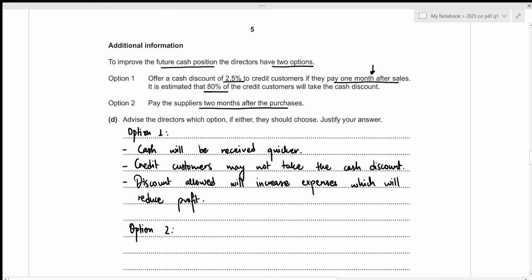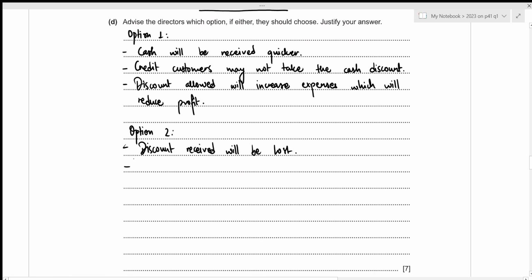In option 2, we are now considering paying the suppliers 2 months after the purchase. Currently, we are paying after 1 month. And by paying 1 month after the purchase, we will be receiving a discount, right? Now, if we pay after 2 months, there will be no discount. So the first thing that we can write down is the discount received will be lost. And due to this factor, our profit will be reduced because now there will be no additional income.